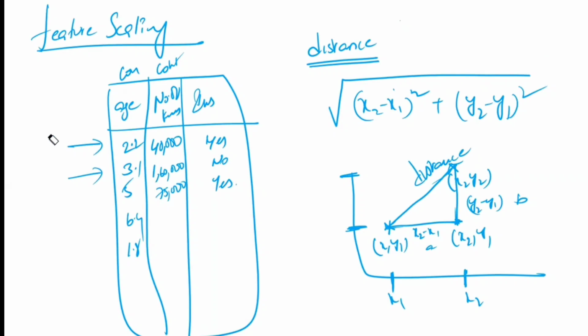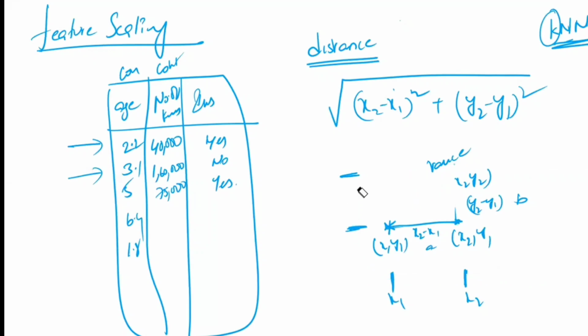Some algorithms depend on it. One of them is KNN. It works on the nearest neighbors; K nearest neighbors is the full form. This algorithm works on the distance formula. The math behind that algorithm is distance.